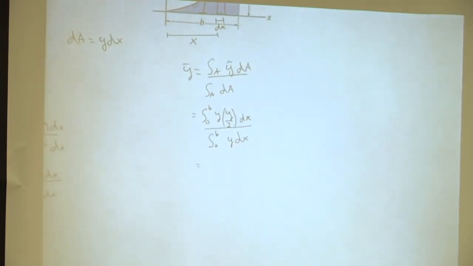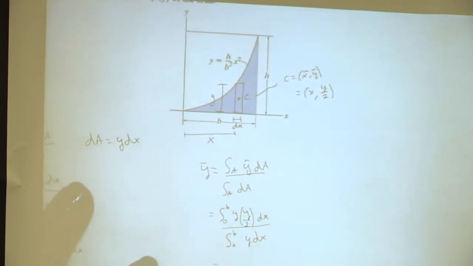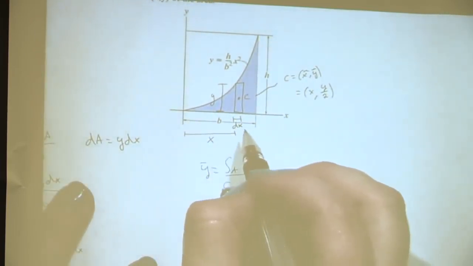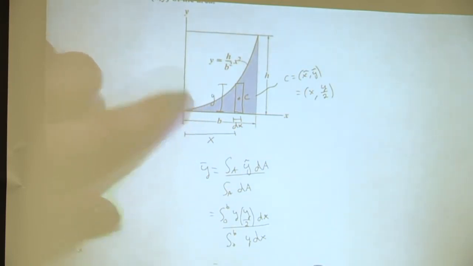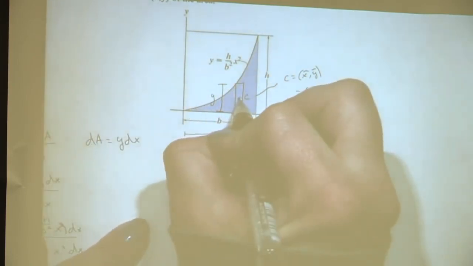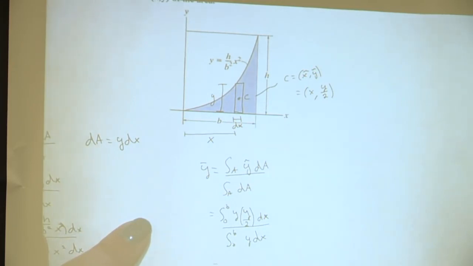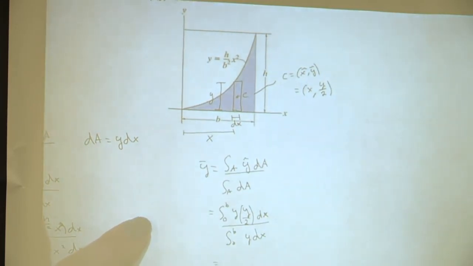Okay. Now, how can we simplify? Back up here, we determined that the x distance was over here. The y distance is this entire length, the height of the differential element, but the centroid right here is half of that distance. So it's y over 2. Does that make sense? Okay.